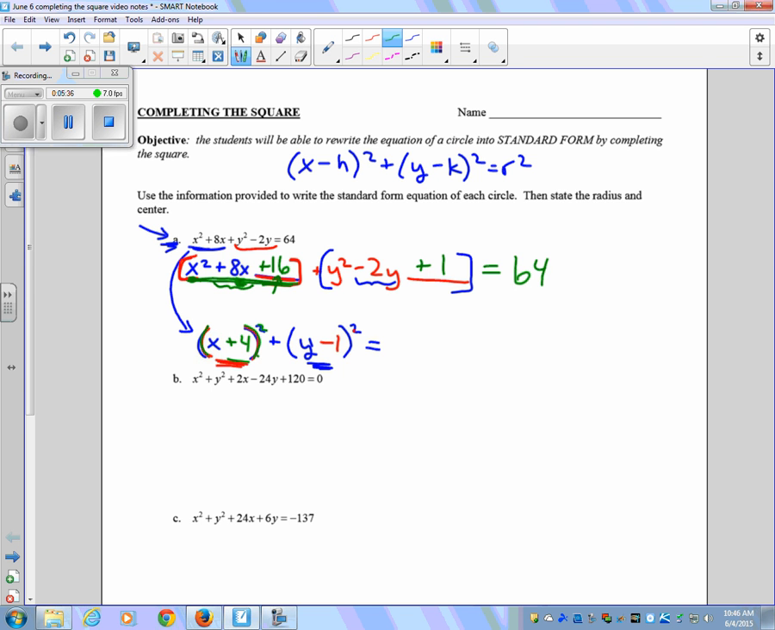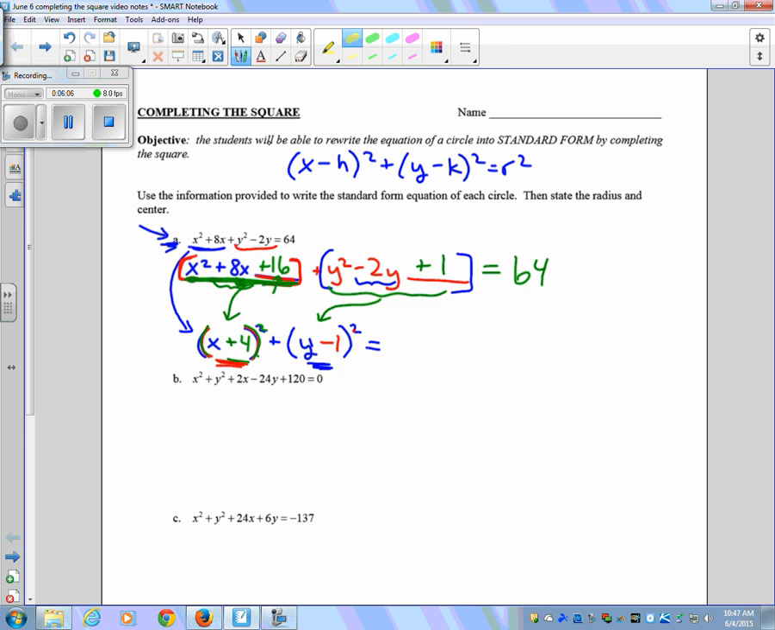So now, x squared plus 8x plus 16 can be factored as (x plus 4) squared. And y squared minus 2y plus 1 can be factored into (y minus 1) squared. So we can rewrite this left side of the equation as this standard form of a circle. But there's one catch. We have an equal sign here.